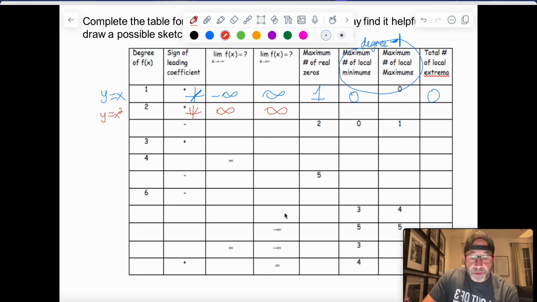The maximum number of zeros in this, because the degree is 2, the maximum I can get is 2. How many maximums or minimums are in this graph? Well, there's a total of only 1 extremum, because remember that it's going to equal 1 less. And because it's that U shape, we know that that bottom point is going to be a minimum, and that there are no maximums. And 1 plus 0 ends up equaling the 1 that's right there.